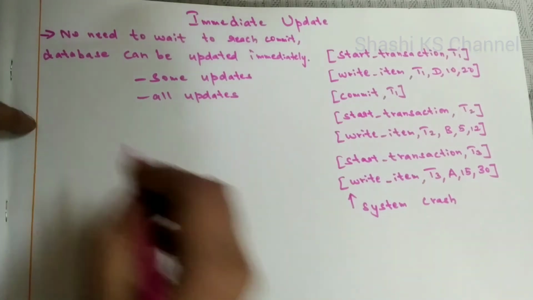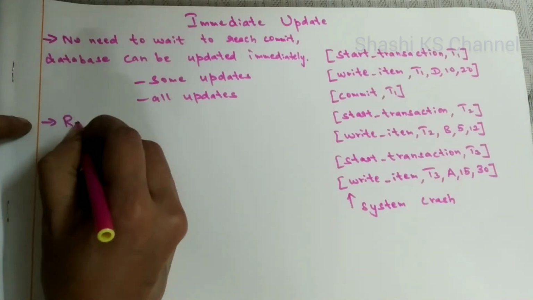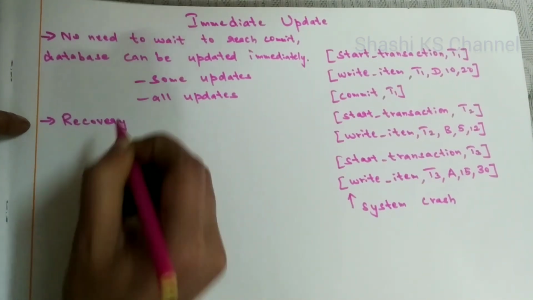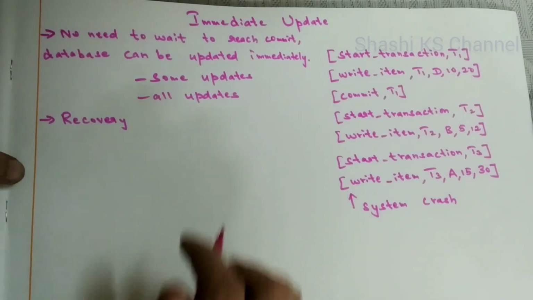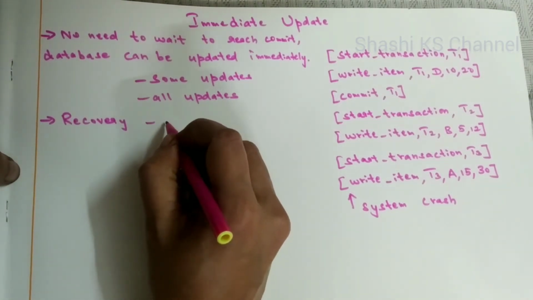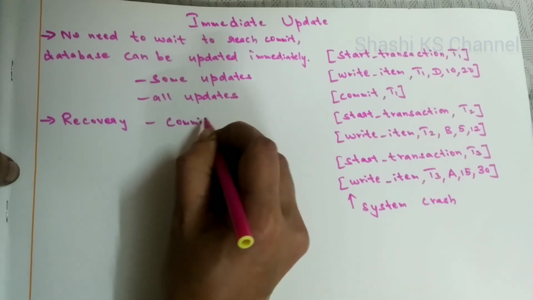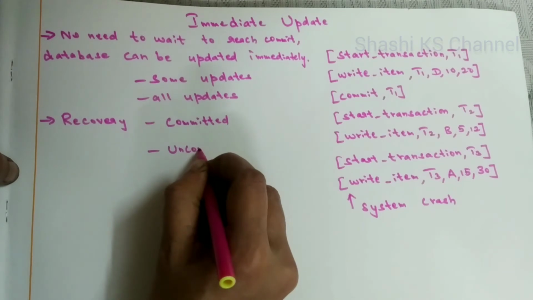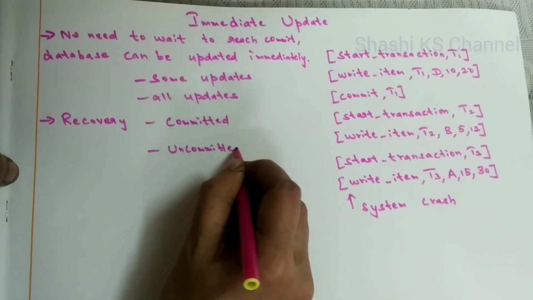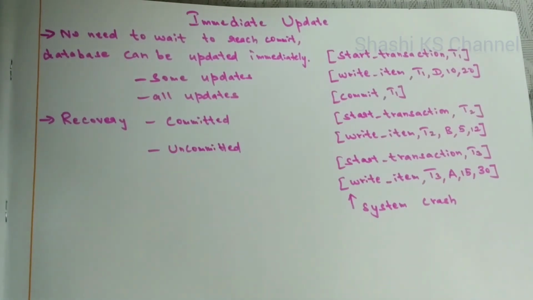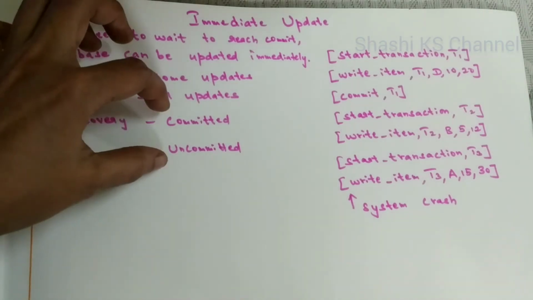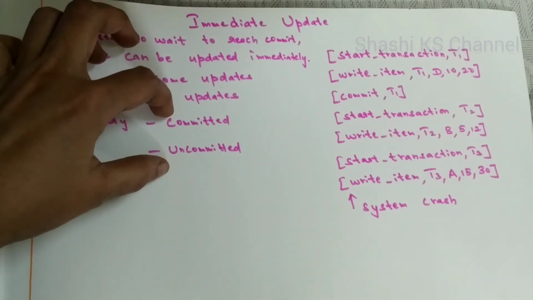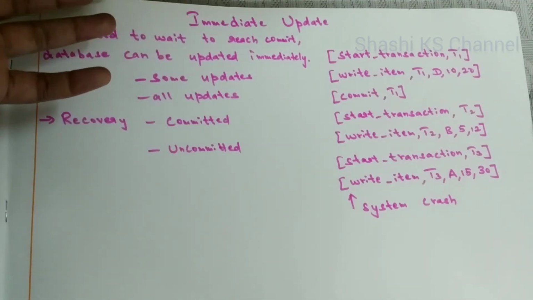Now let's talk about what will happen whenever there is a system crash. How is recovery going to be done? Whenever there is a system crash, you are going to have two sets of transactions in the system: the set of committed transactions and the set of active uncommitted transactions. In this immediate update technique, both these sets of transactions could have modified the data items in the database on the disk, because that is the technique.